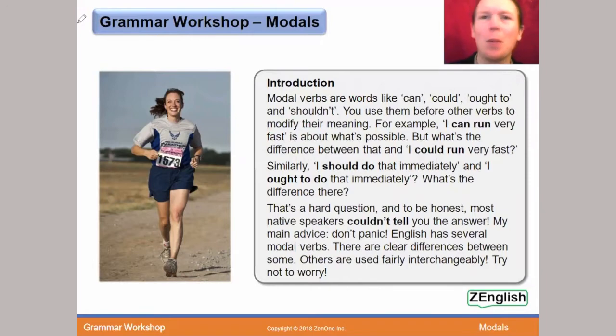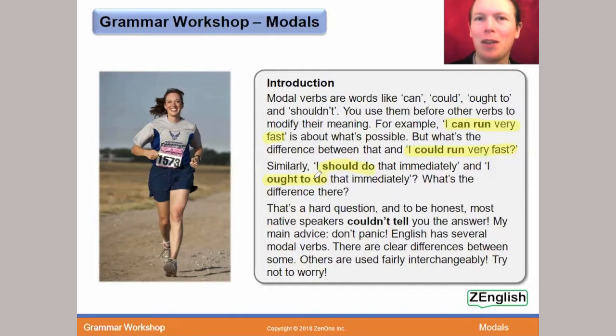It changes what you're meaning. So for example, what would you say the difference is between I can run very fast and I could run very fast? So I can is about that being possible, but what's the difference there between can and could? Think about that for a moment. We will come back to it later. Similarly, is there a difference between I should do that immediately and I ought to do that immediately? I think that's a more difficult question.